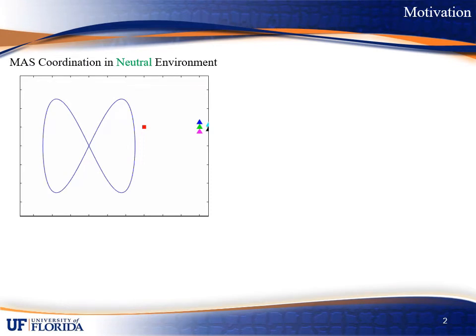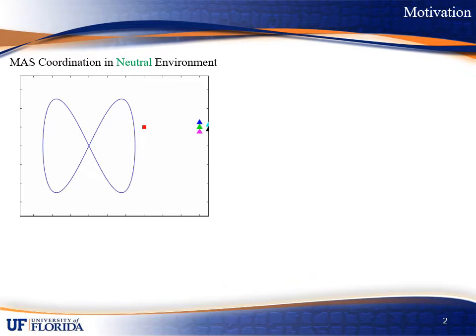Within the controls community, multi-agent system coordination is an active area of research where one of the fundamental problems studied within this area is the synchronization or the consensus problem. With respect to the synchronization problem, it is the objective of a group of follower agents depicted by these triangles on the left to synchronize their trajectories with that of the leader denoted by the red square.